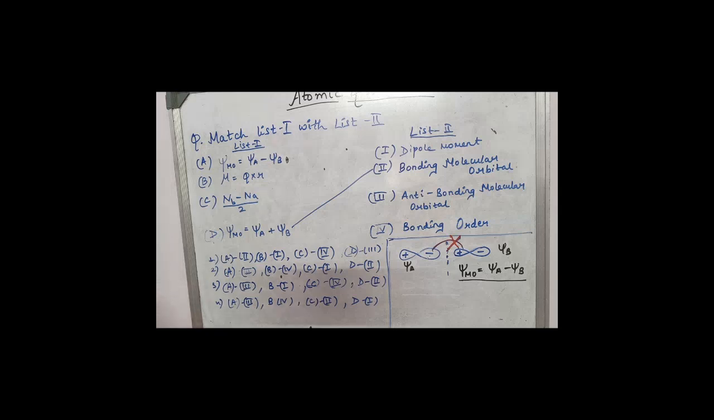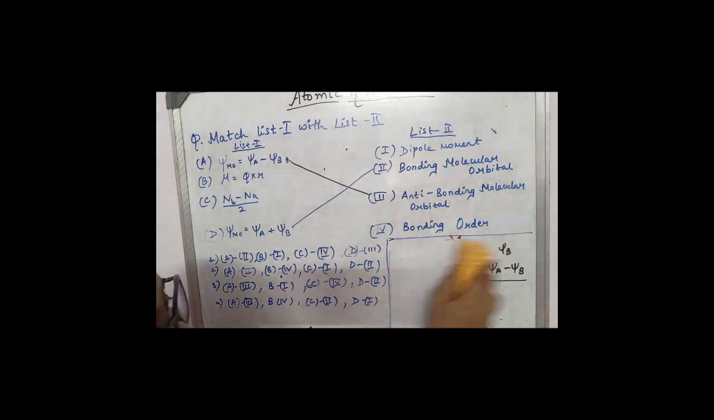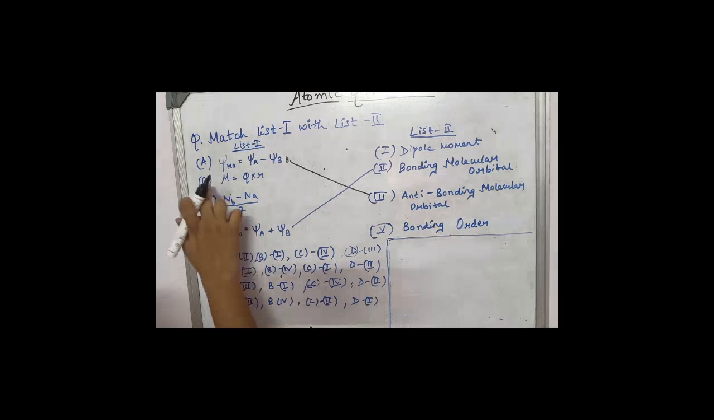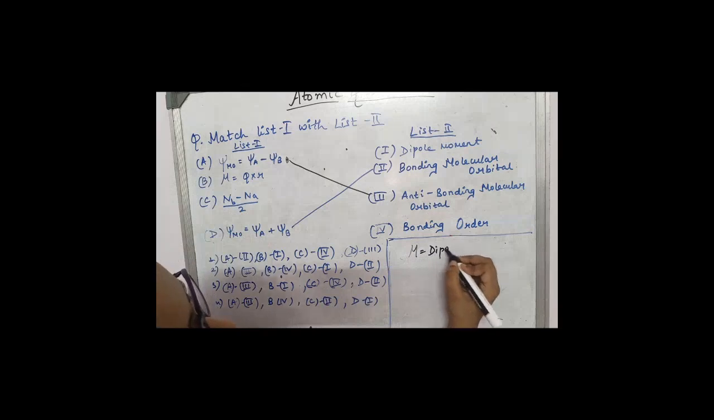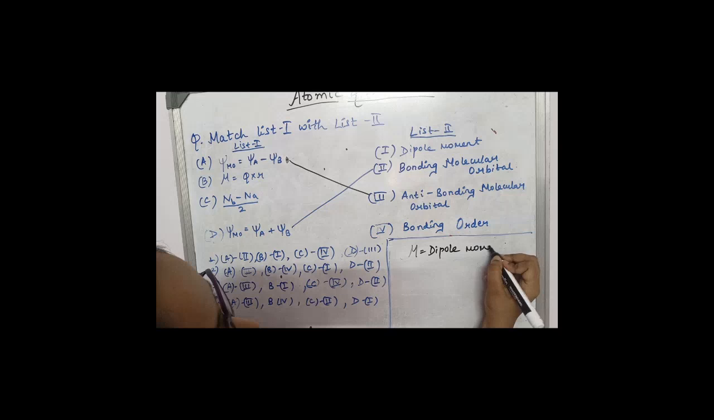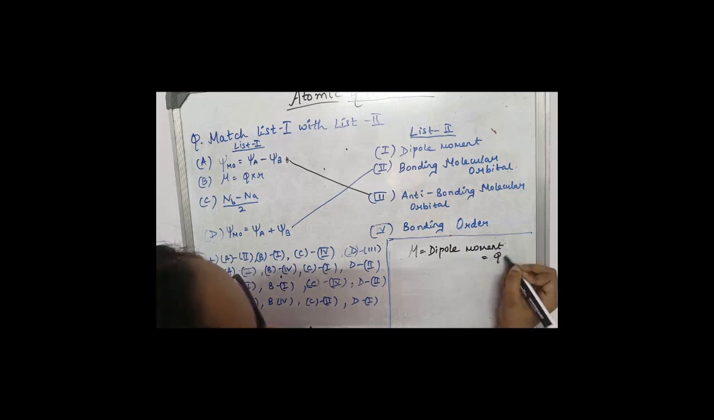So in this case, what can we join with option A? This is anti-bonding molecular orbital. Now, I hope it is clear to you. Now, in case of option B, which one will be paired with? So mu is the dipole moment, which is equal to Q into R.